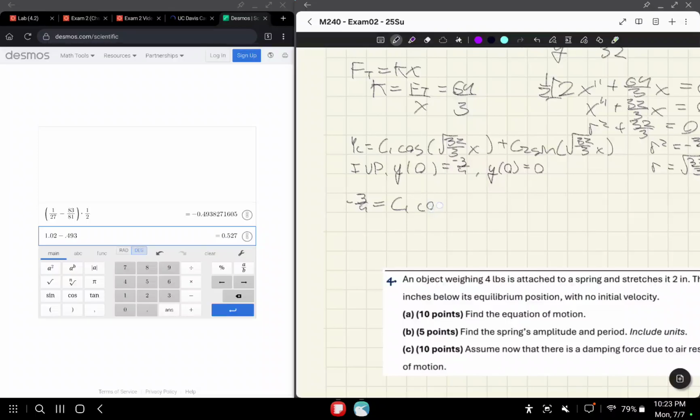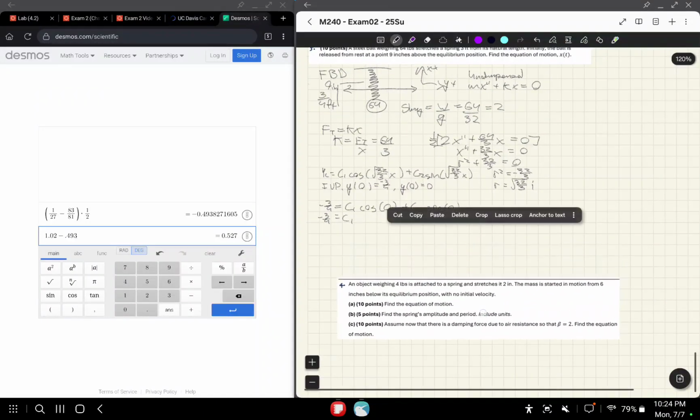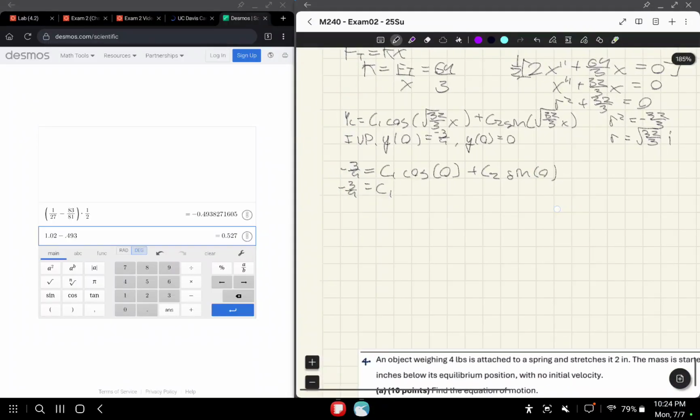So this will be negative 3/4 equals C1 cosine of 0, because we just multiply that by 0, plus C2 sine 0. Sine 0 cancels out, since it's at 0 when it first starts. So C1 is equal to negative 3/4.